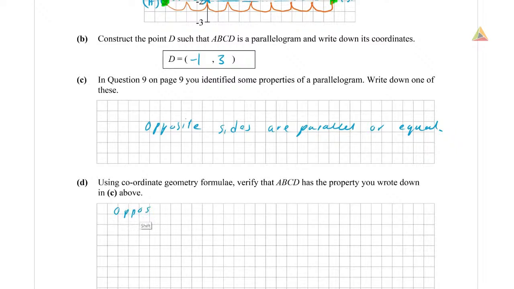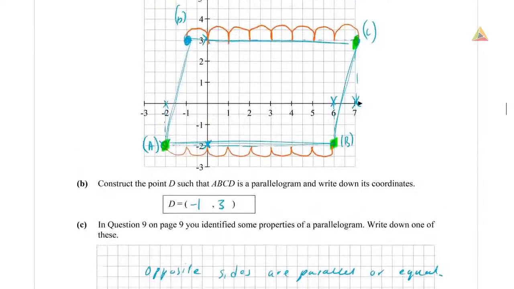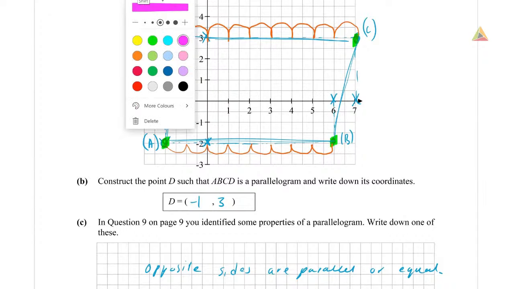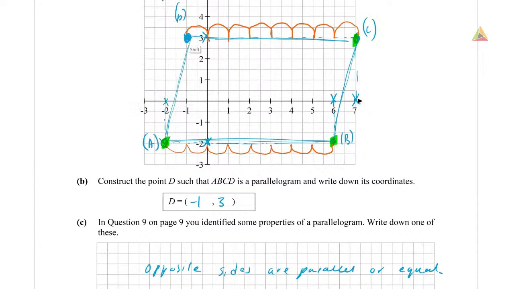So opposite sides are equal. So we need to prove that. If we go back up here for a second, I'm going to use my highlighter again. Opposite sides are equal, which means that the side DC equals the side AB. So the distance from C to D equals the distance from A to B.